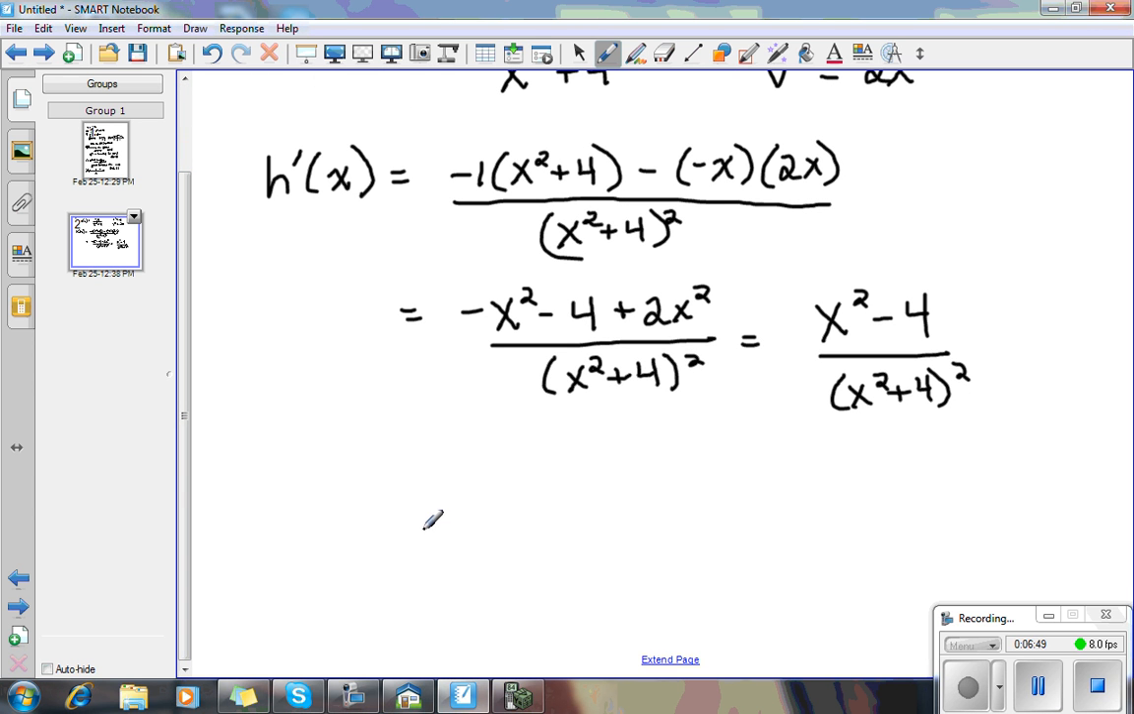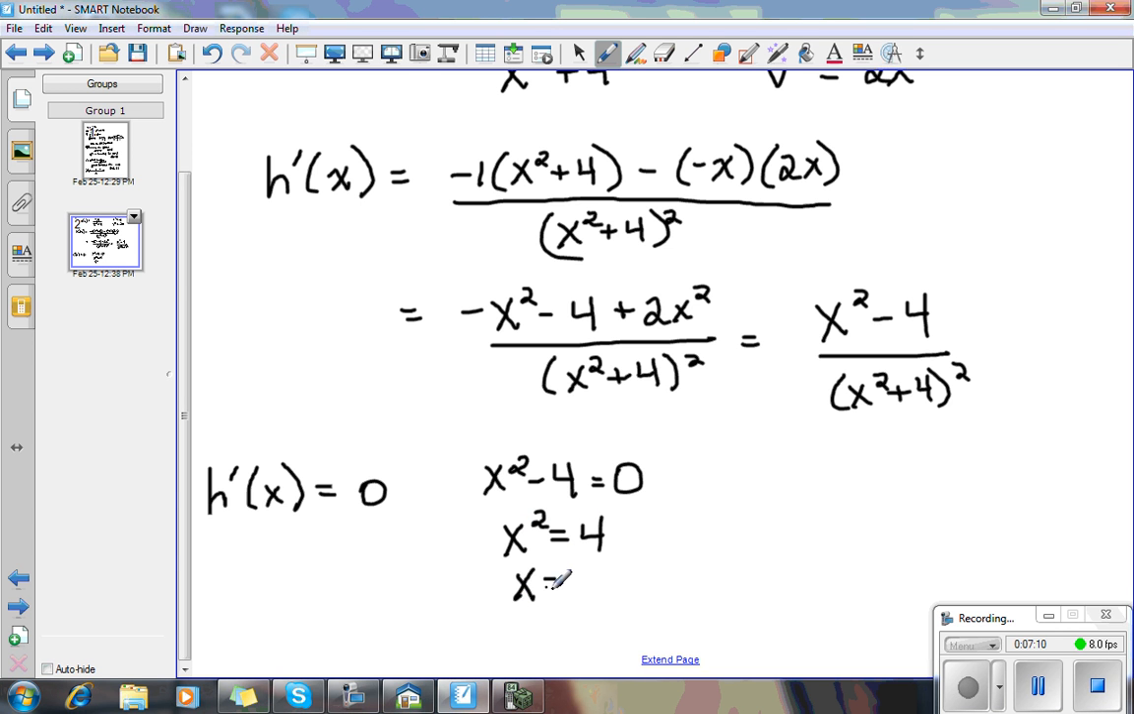So two things I need to check, because I need to find the critical points. So I need to know where my derivative is 0. So I'm going to start with that. Now, since I have a rational expression, to find where it's 0, set the numerator to 0. So I have x squared minus 4 equals 0. We get x squared equals 4. X equals plus or minus 2. Negative 2 and 2. Okay?